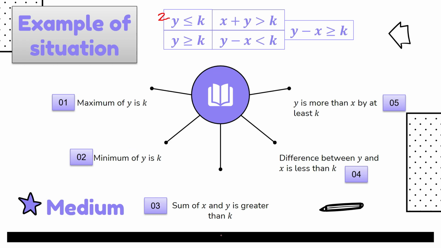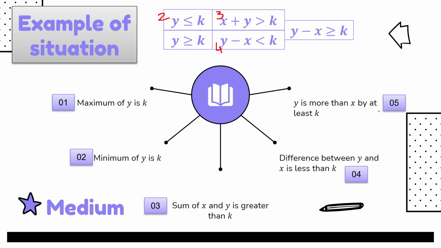Okay, for the third one, who do I call right now? Hazrik. What is your answer for the third situation? X plus y greater than k, the up one. Okay, this is your answer for number 3. For the fourth statement, Hanania, what is your answer? My answer is y minus x lower than k, the number 3 one. Okay, this is your answer for number 4.